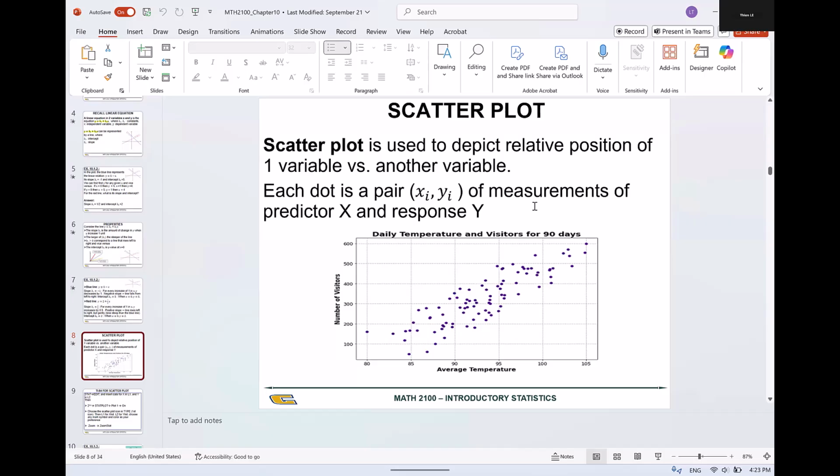So we see a trend, right? On a hotter day we have more visitors. And it does make sense, right? It does make sense. So this is a trend, we see it here.